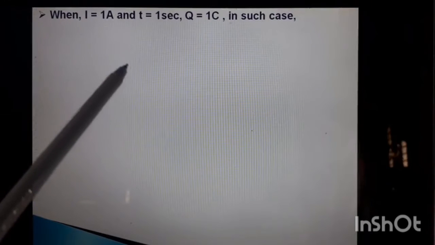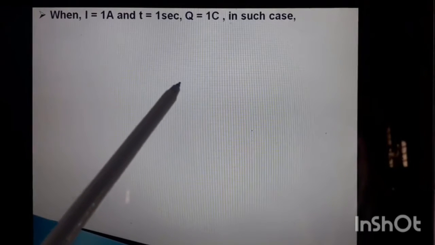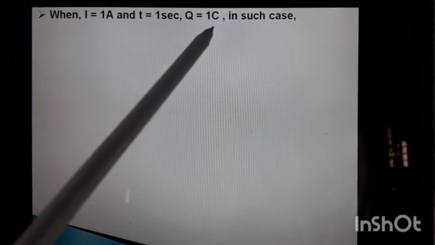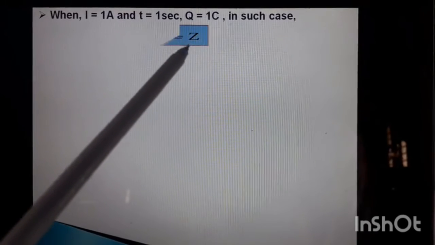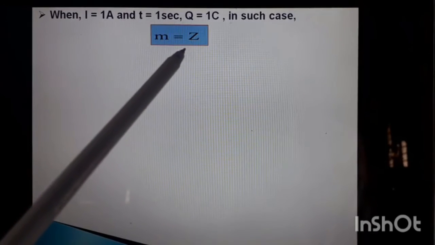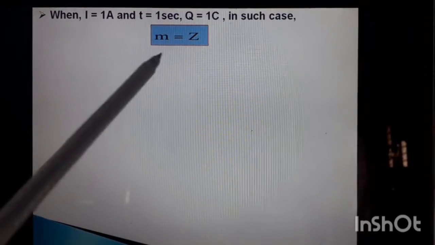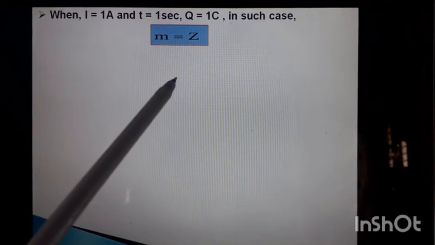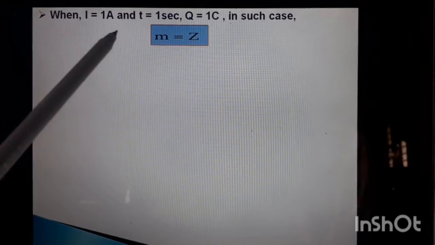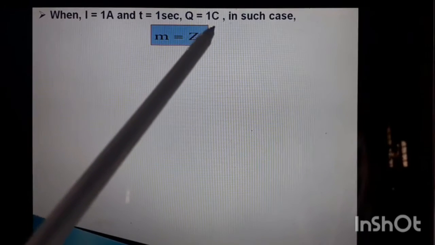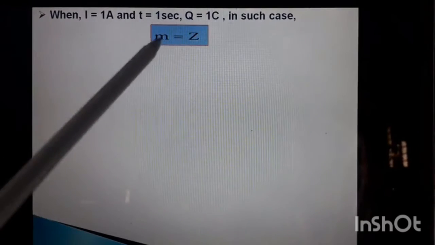Now, the condition. Write the condition: current is 1 ampere, time is 1 second, so Q is 1 coulomb. In such cases, M is equal to Z. When M is equal to Z, all are unity, that is, I is equal to 1 ampere, time is equal to 1 second, Q is equal to 1 coulomb. In this condition, M is equal to Z.